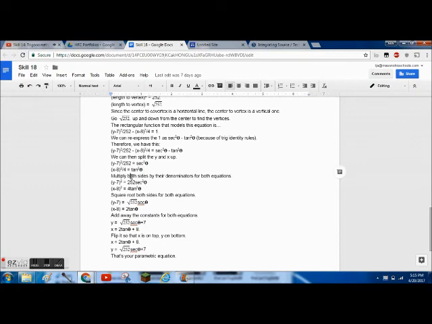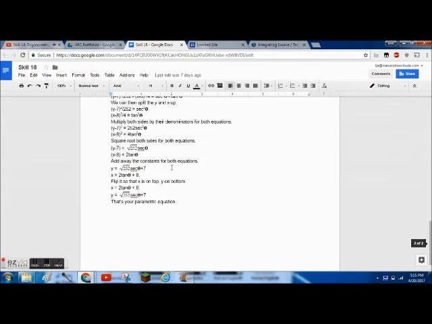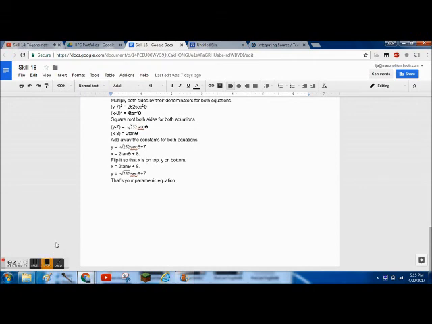We can multiply both sides by the denominators for both equations. So in this case, we would multiply by 252. Then we would square root both sides of the equations and add, or subtract, or do whatever you can to get rid of the constants from this side and move it here. Then we flip it so x is on top, y on bottom, just for the sake of convention. And that would be your parametric equation.